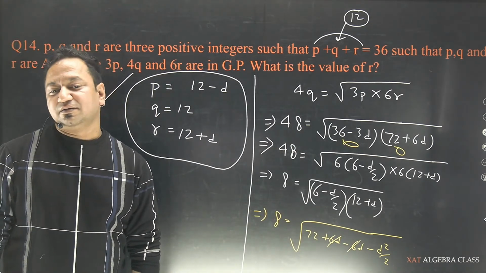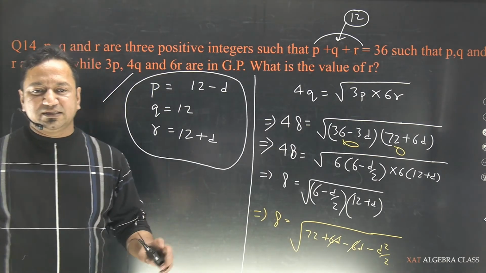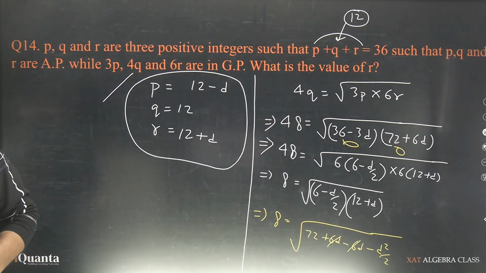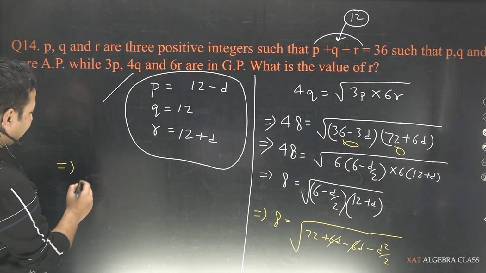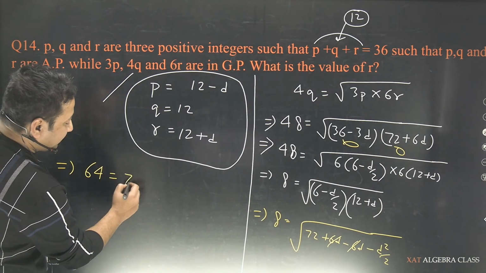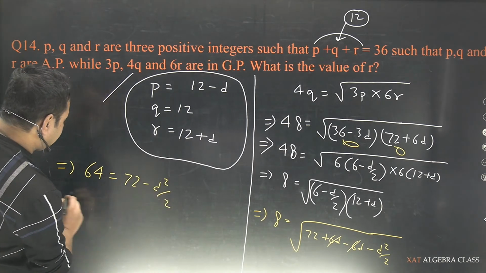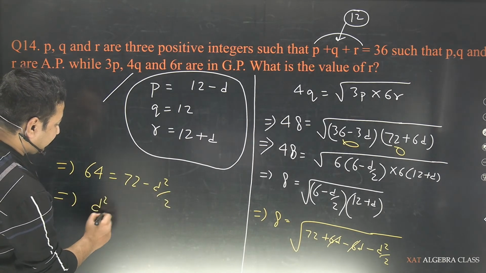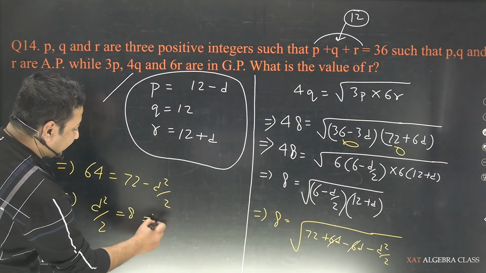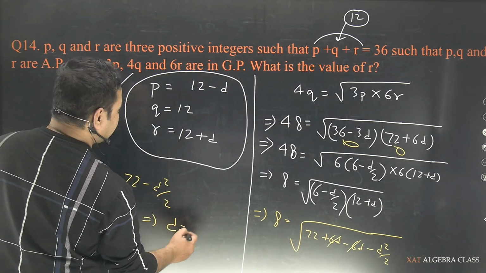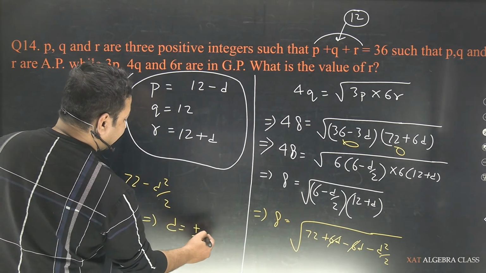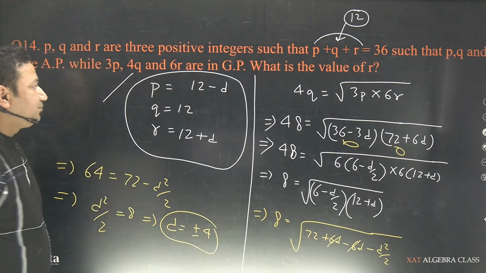I need as few variables as possible. Is that clear, everyone? Now, nothing more is left. Squaring both sides, you'll get 64 is equal to 72 minus d square by 2. Which means d square by 2 is equal to 8, or I can say d square is equal to 16, or I can say the value of d is plus 4 or minus 4, whatever we take. The answer would still be the same.